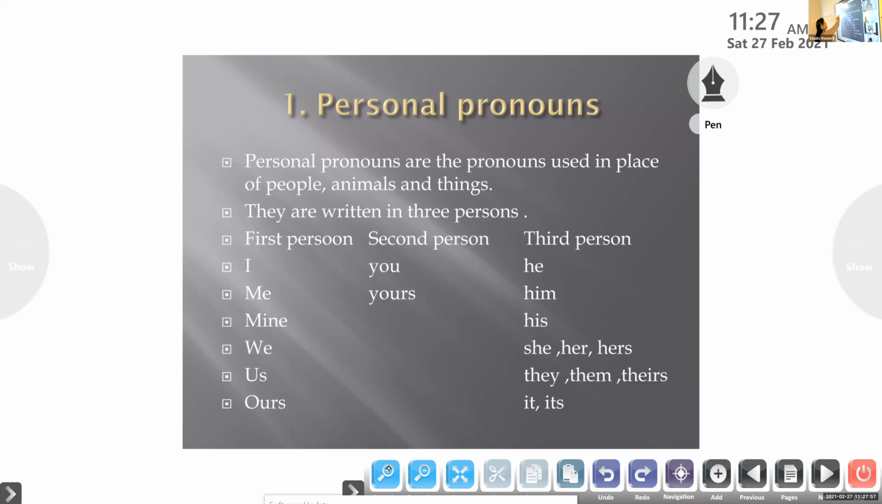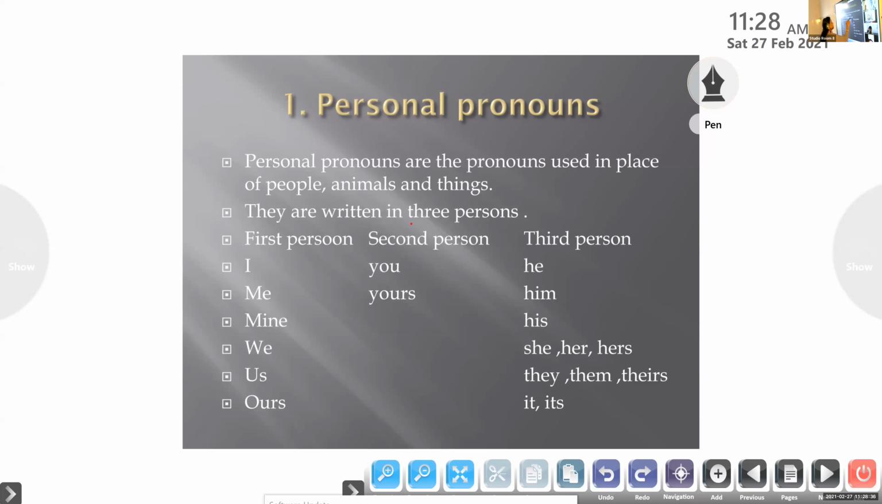Okay, so we'll move on to the most important topic. We know what a pronoun is. We know the 7 common pronouns, and these 7 pronouns are also called the subject pronouns. Now let's move on to the personal pronouns. All of you please listen very carefully. Personal pronouns are pronouns used in place of people, animals and things.